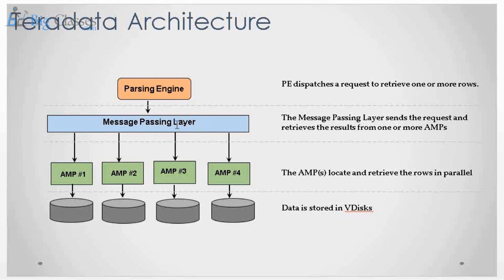BYNET, this message passing layer, acts as a networking layer between your parsing engine and AMP. For example, if you add an additional node, it is used to connect different nodes. That is using your physical cable, you connect different nodes. There it acts as a physical layer. So the message passing layer consists of both logical and physical components. Within the node level, it acts as a communication layer between parsing engine and AMP. When you have multiple nodes, between nodes as well it acts as the communication layer, where you physically connect each and every node using cables.